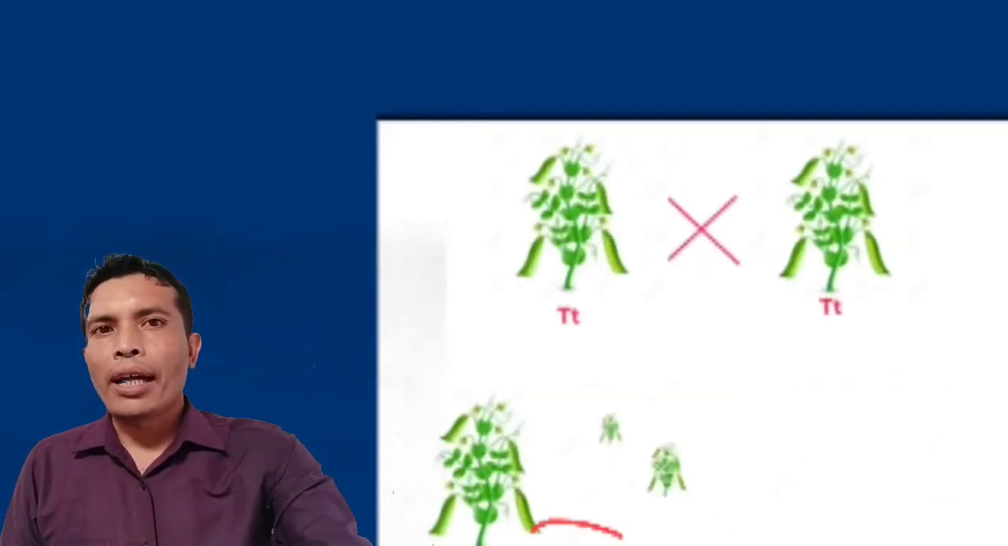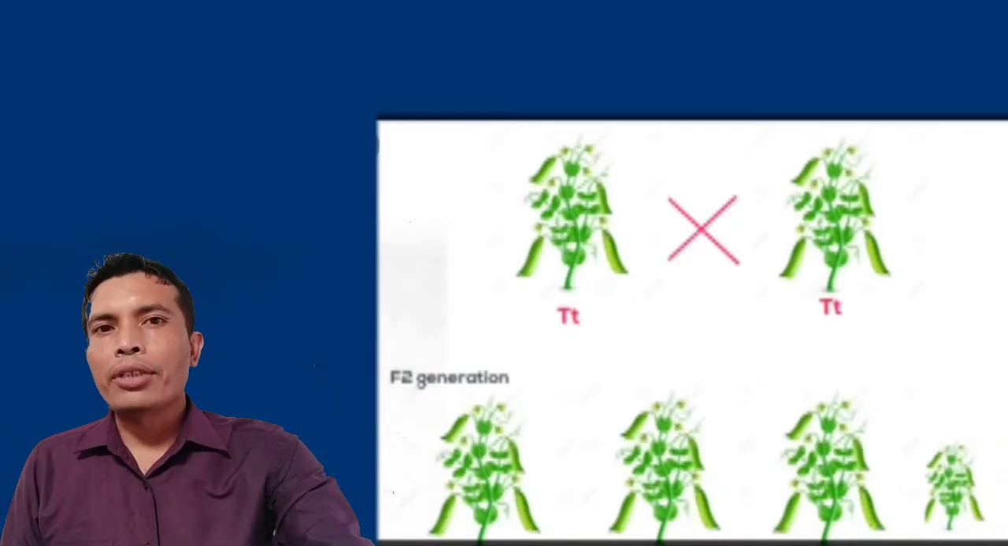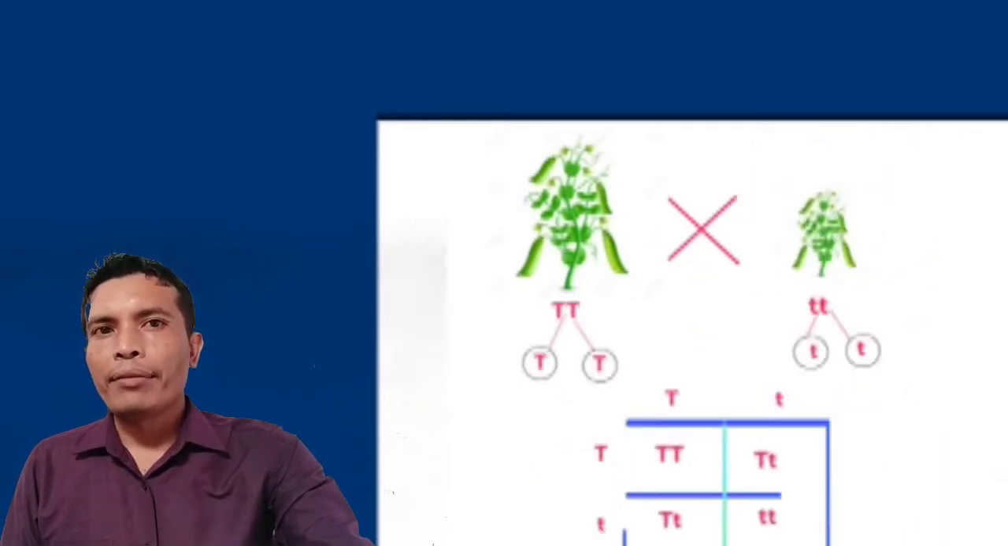Tallness is dominant and dwarfness is recessive. The F1 hybrid is tall. The recessive character dwarfness remains hidden in the F1 but reappears in the F2 generation.